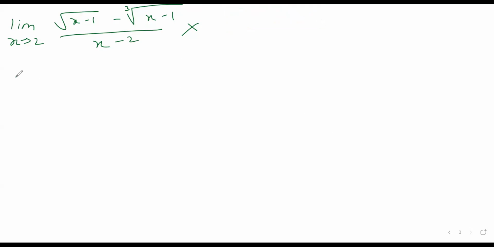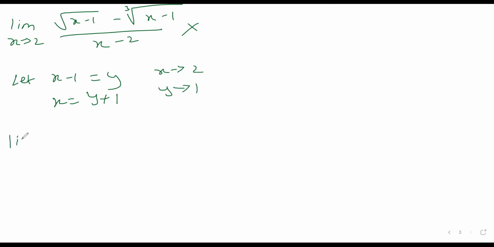So what I will say here is, let x minus 1 be y. So what is x? x is y plus 1. If x tends to 2, y will tend towards 1. Can we say this? We have done such substitutions in limits earlier.